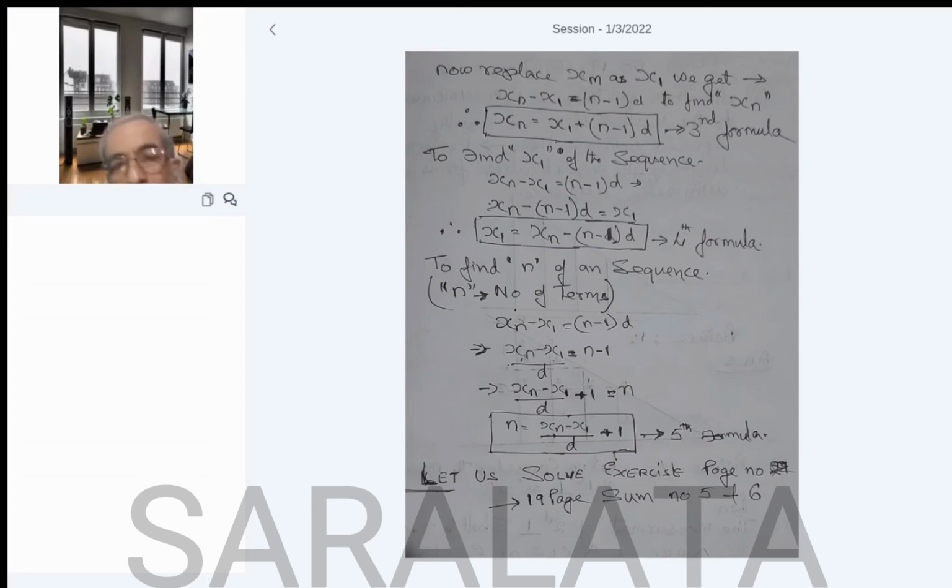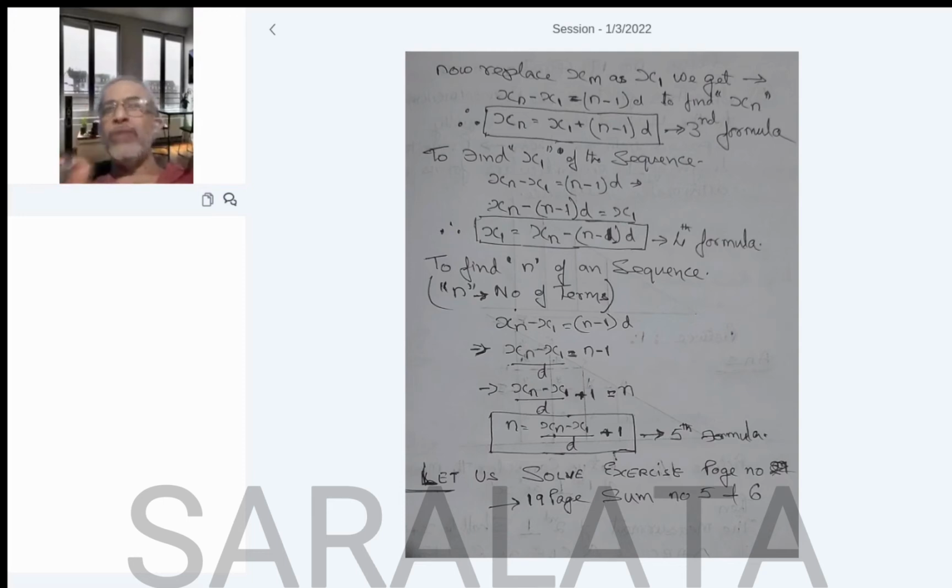So in short, my formula becomes (xn - x1)/d + 1 = n. Now that becomes the 5th formula. All these 5 formulas are very important as far as sequences are concerned, because in the focus area you are going to get all these five formulas used in different ways, so that you can find the value of the sequence, or the value of the term, or the value of the position, and that gives you an answer.